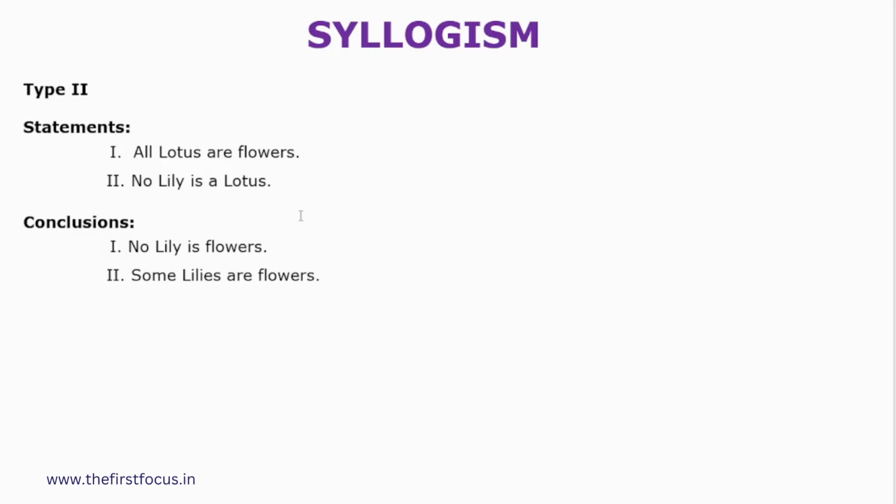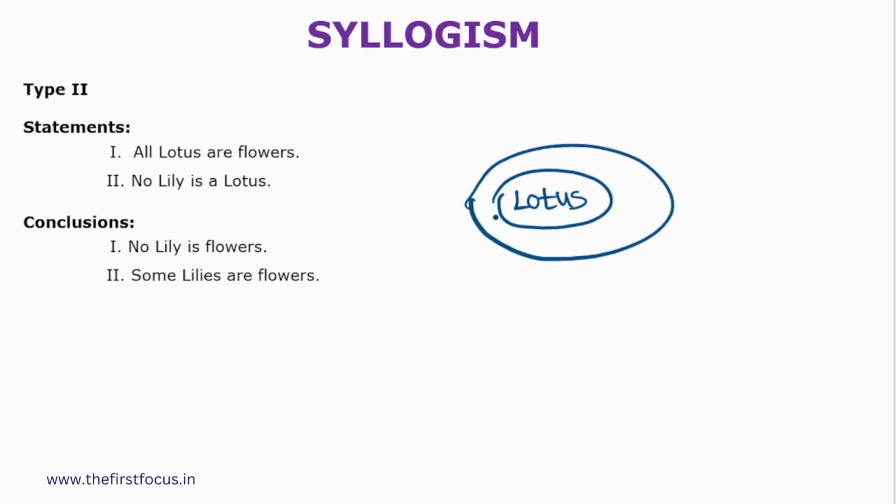Here is our next problem. What is the statement given? All lotus are flowers. Next it is given, no lily is a lotus. That is, lily is not in condition with lotus. In the conclusion they have given, no lily is flowers.